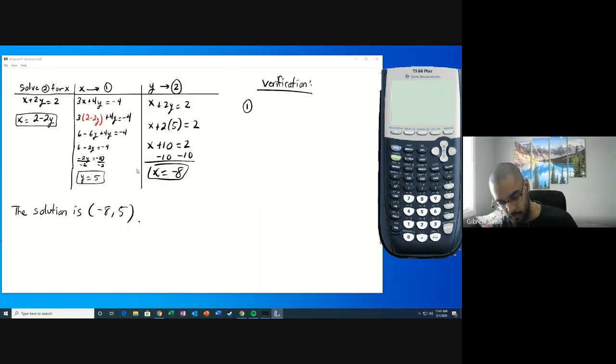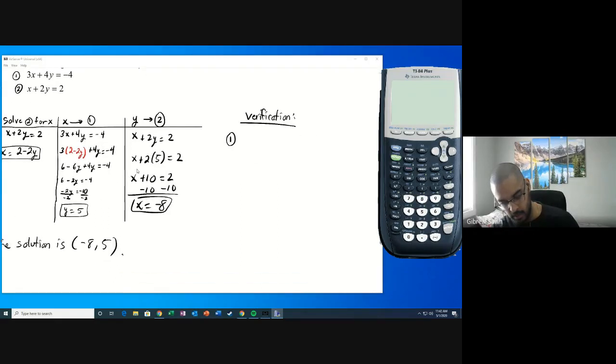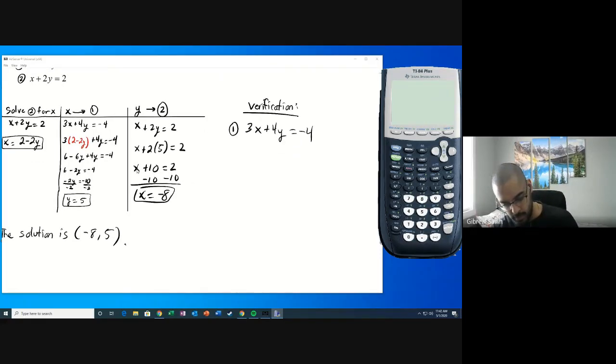So we're going to check both equations. Equation 1 said it was 3x plus 4y equals negative 4. Place in those numbers that we think x and y are. So 3 times negative 8 plus 4 times 5 equals negative 4. So this will give me negative 24 plus a positive 20 should be equal to negative 4. So that one checks out.